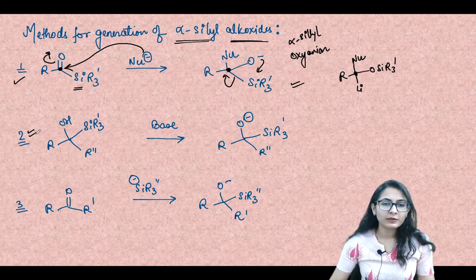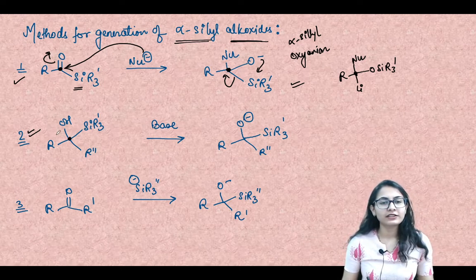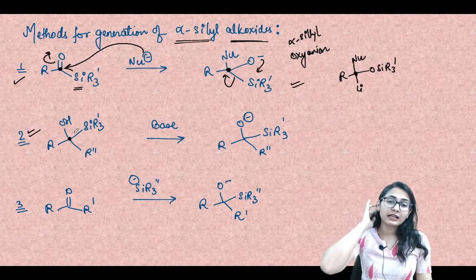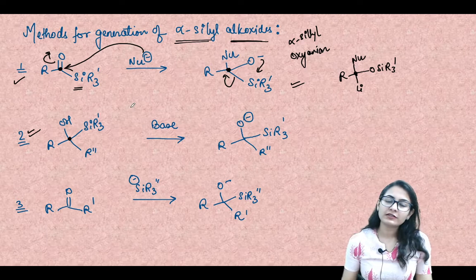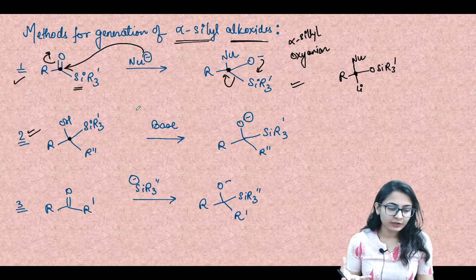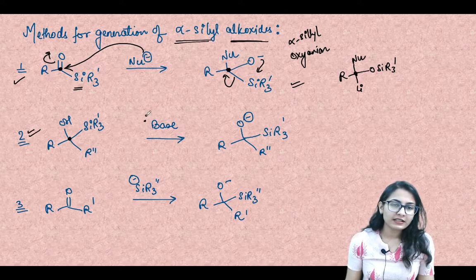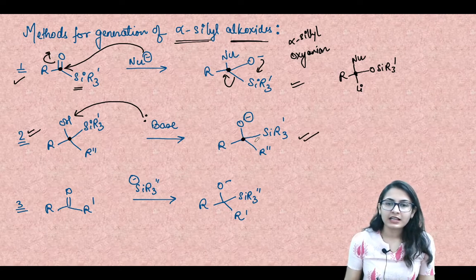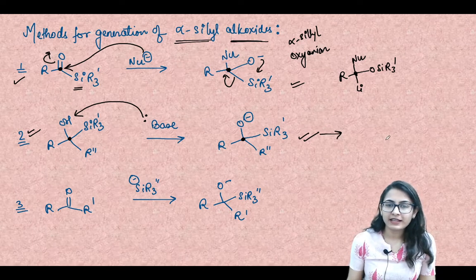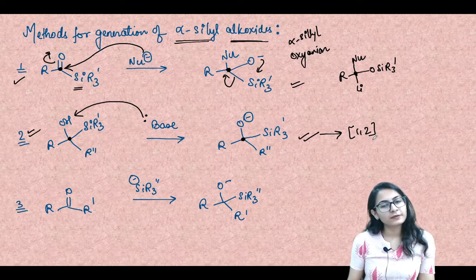Similarly, you have option number 2 where already you had an alcohol. So this is your alpha silyl alcohol, and the alcohol is now deprotonated by a base. The base could be anything, it could be an alkyl lithium or a tertiary butoxide base and so on, a base which is stronger than the OH, just that. So the base can remove this proton and it can once again generate the alpha silyl oxyanion. And it goes through the same reaction, 1,2 Brook rearrangement. Whenever you are talking about alpha, it goes through 1,2 Brook rearrangement only.